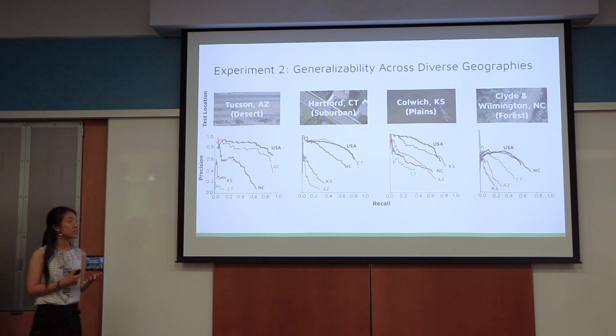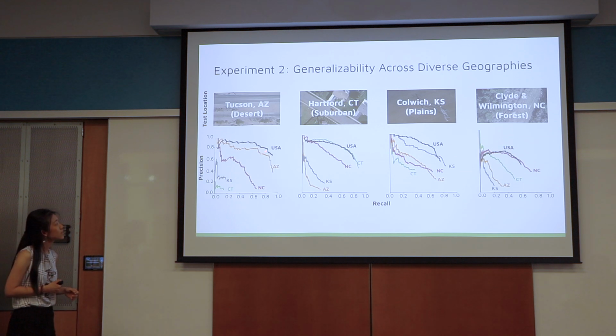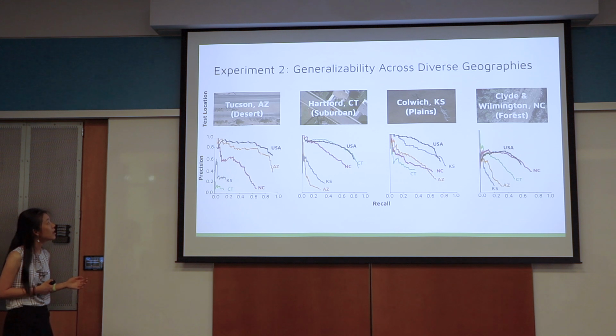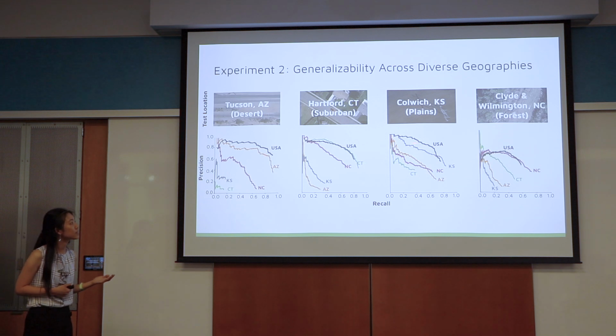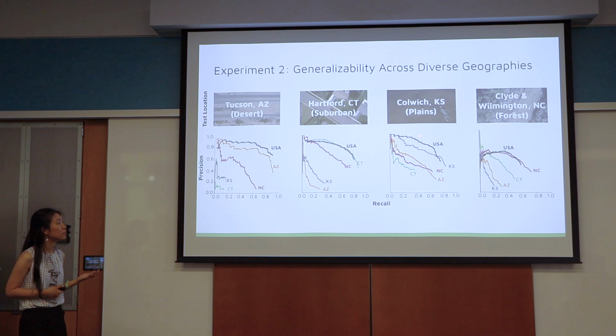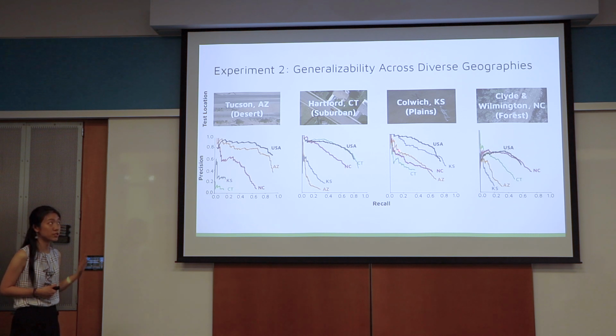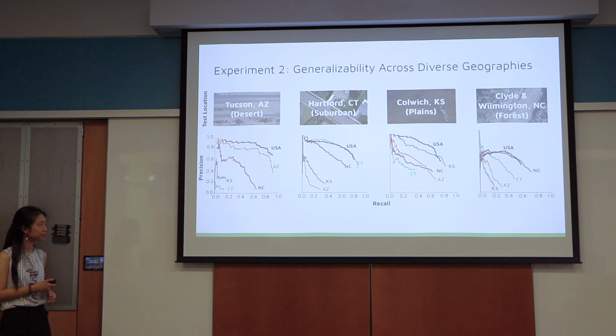And then another interesting finding is that the USA model performs either as well as the model that is trained on the test location, or even better sometimes. So this is an example where the USA model performs even better than the Arizona model for images from Arizona. And here is another example where USA model performs better than Kansas model, which is trained on images from Kansas.